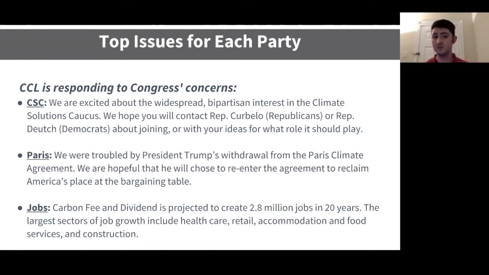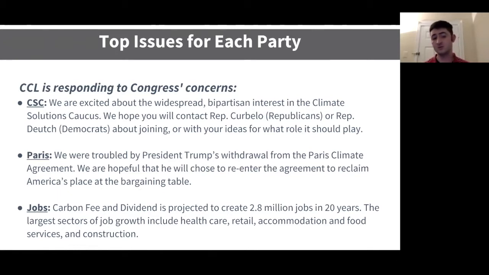And so with the Climate Solutions Caucus, we're very excited about the widespread and bipartisan interest in the Climate Solutions Caucus. We hope that you will contact Representative Curbelo for Republicans or Representative Deutsch for Democrats about joining, or with your ideas for what role it should play. Remember, over 10% of Congress is now in the Climate Solutions Caucus. And so that second one is really important. That means 1 out of 10, better than 1 out of 10 members of Congress is already in the caucus. So when we're meeting with them, we don't want to ask them to join, but we do want to ask them to share their ideas with the chairman for what role this could play.